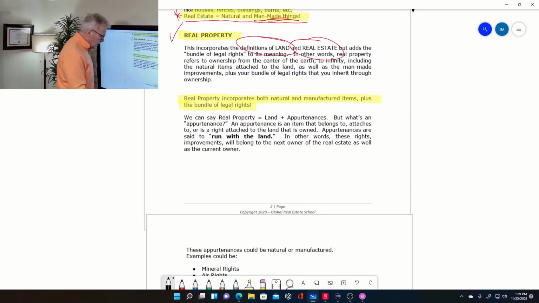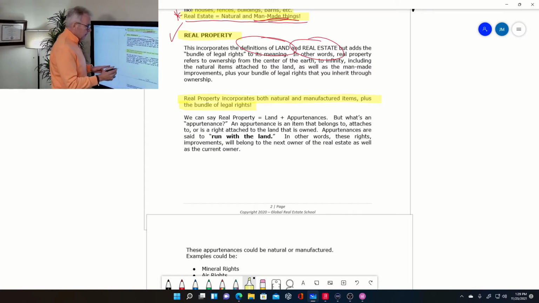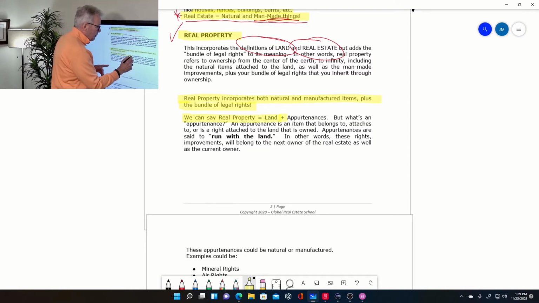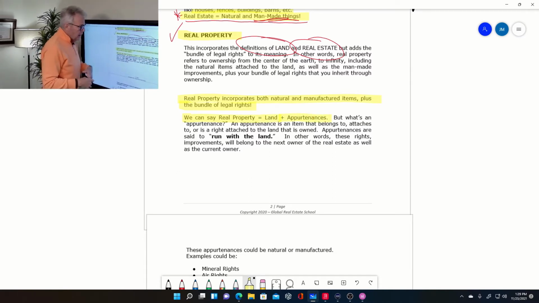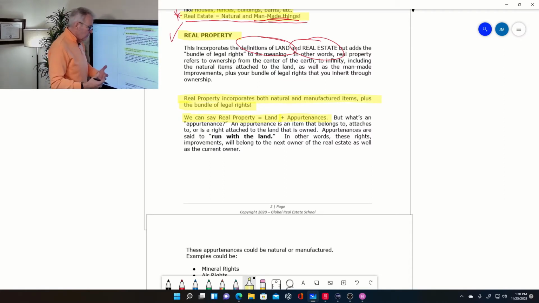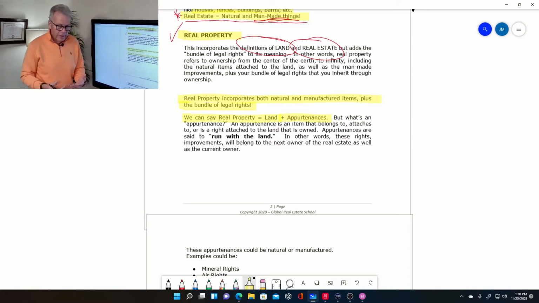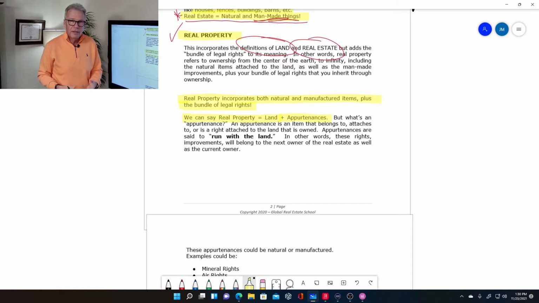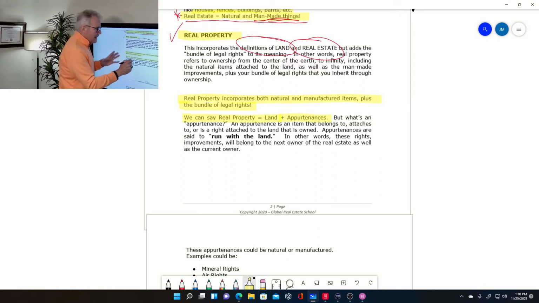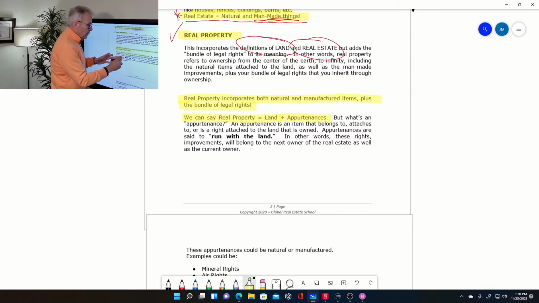Now, one of the things that I want to make sure you understand here is we can say real property equals land plus the appurtenances. An appurtenance would be an item that belongs to or attaches to the land, or a right that is associated with the land, such as an easement. We'll talk about easements in one of the future chapters. But understand this: appurtenances are said to run with the land.